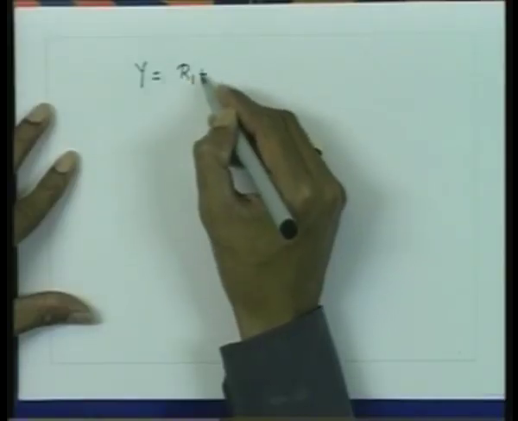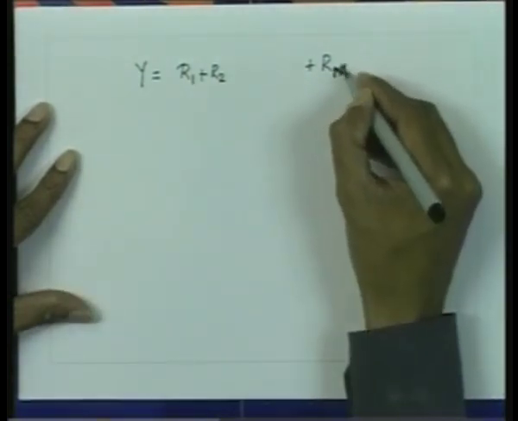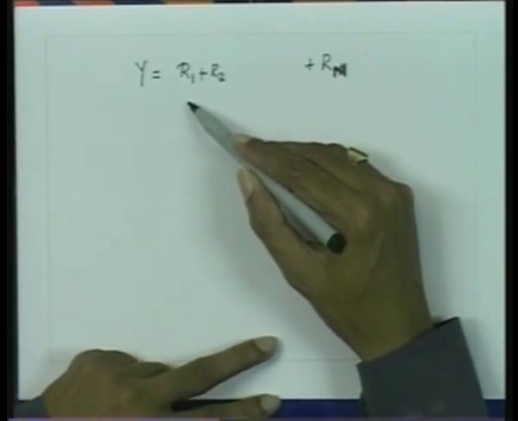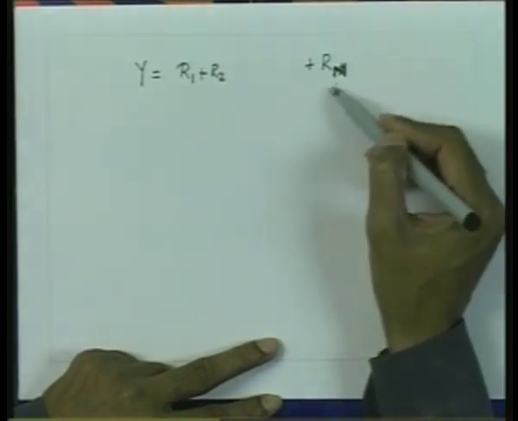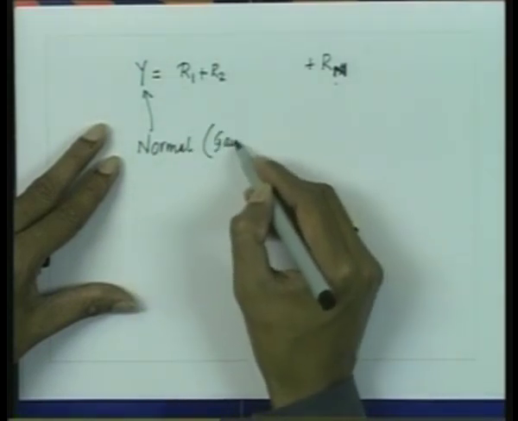Now one approach could be this: let us say Y is R1 plus R2 plus so on till Rn. If we do not know the density functions of each of these Ri's, and if the number of traffic sources is very large, then we can assume that Y may have a probability density function which looks like a Gaussian probability density function. So we can assume that this could be a normal or Gaussian probability density function.